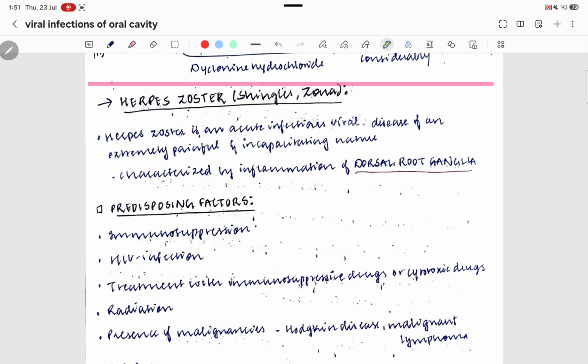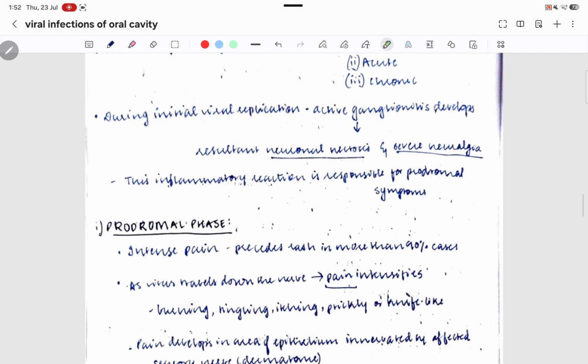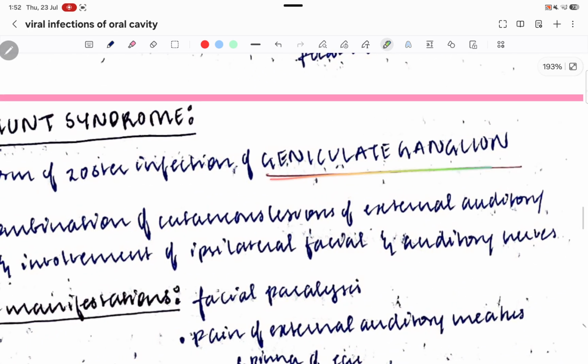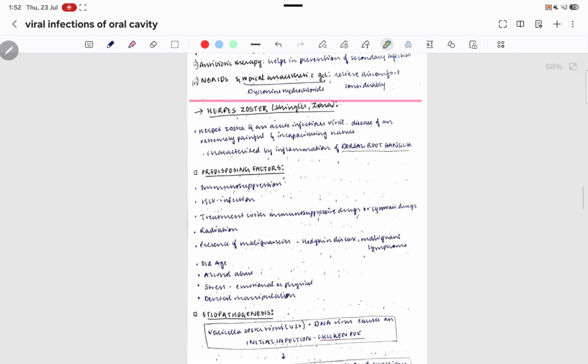Herpes zoster is an acute infection, extremely painful, and characterized by inflammation of the dorsal root ganglia. So what is getting affected here is the dorsal root ganglia. In James Ramsay Hunt syndrome it was the geniculate ganglion; I'll show you this. And here is the dorsal root ganglion.